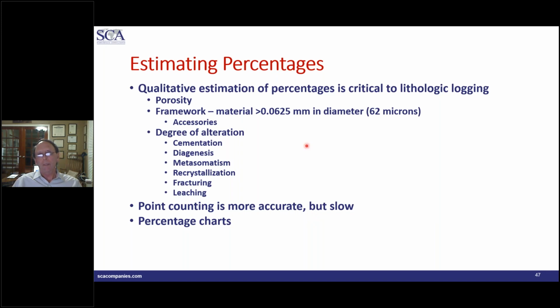Percentages, I've talked a lot about that. I spent quite a bit of time in my class on that. We're looking at percentage of porosity, percentage of framework, percentage of accessories, and the degree of alteration. In other words, diagenesis, cementation, metasomatism. Often this might be done through thin section, but as you know, those who've been on wells before, point counting is accurate, but it's slow, and we need to be able to go through a whole series of samples without cutting thin sections.